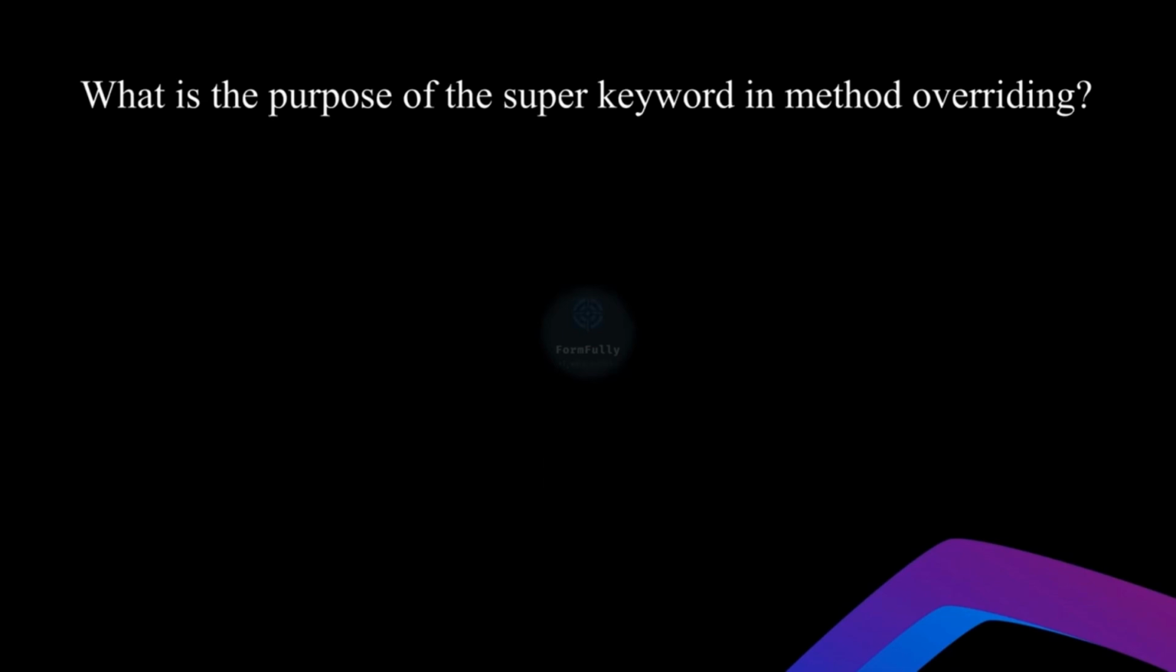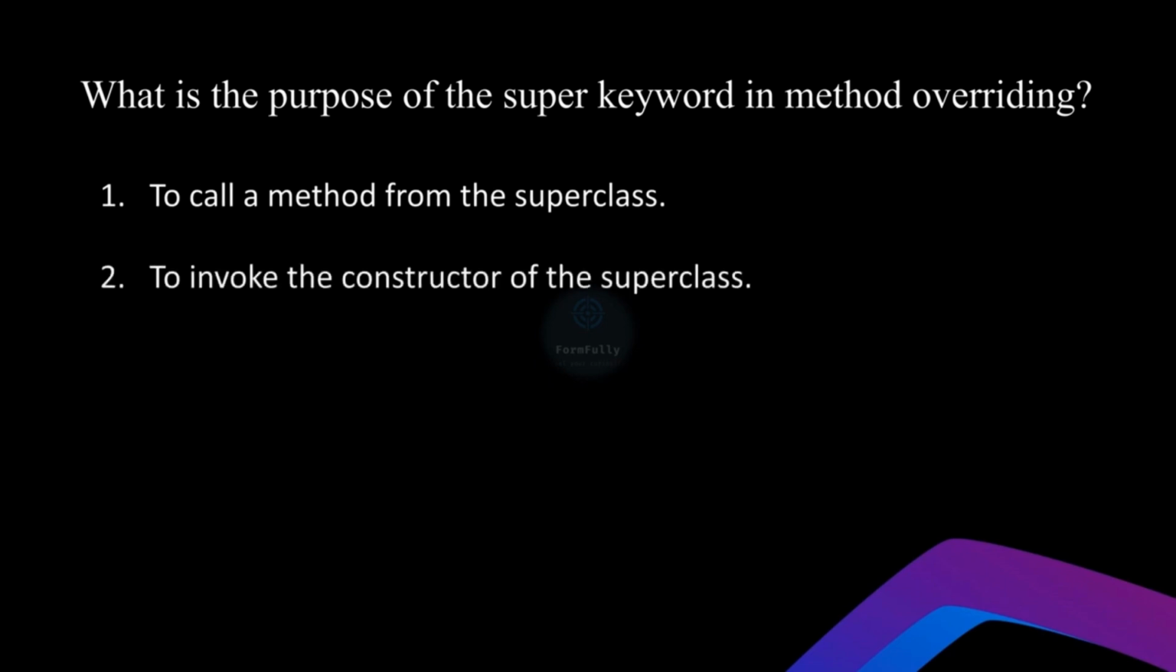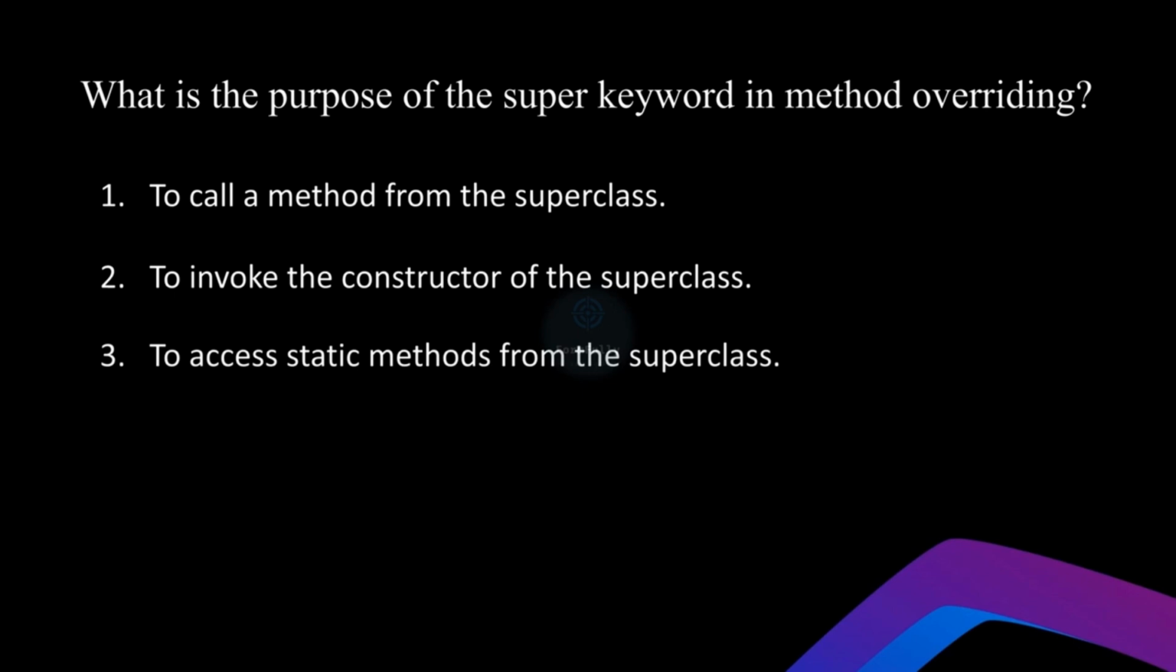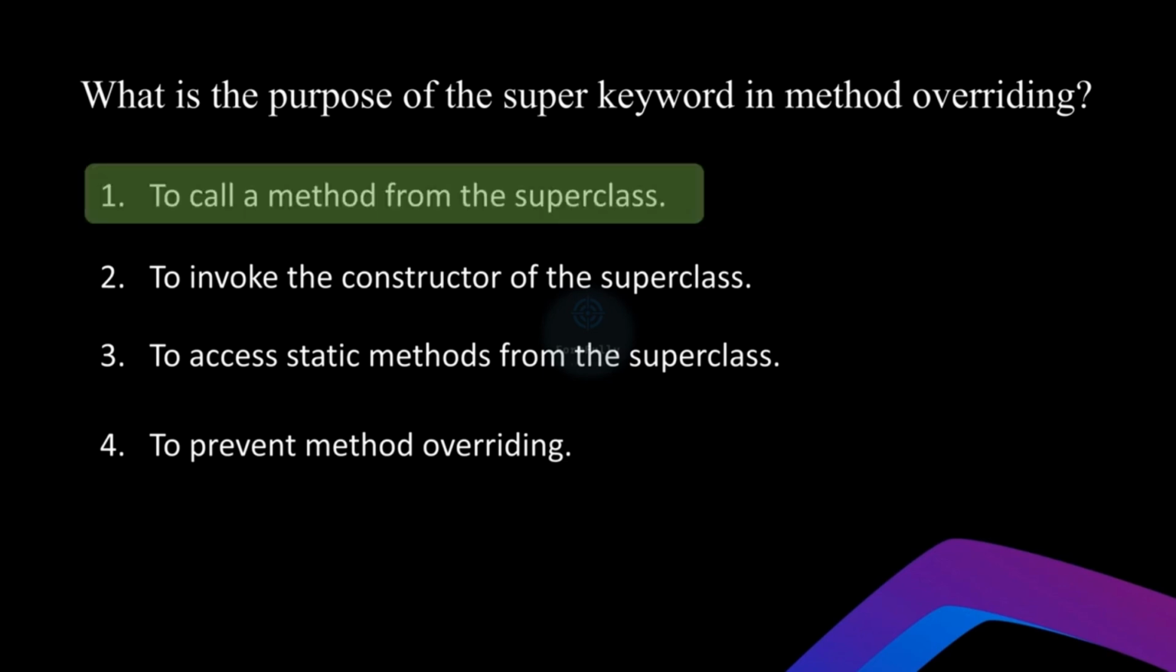Next question. What is the purpose of the super keyword in method overriding? To call a method from the superclass, to invoke the constructor from the superclass, to access a static method from the superclass, to prevent method overriding. And the correct option is to call a method from the superclass, because the super keyword in method overriding is used to explicitly call a method from the superclass. When a method in the subclass has the same name as a method in the superclass, you can use super.methodName to invoke the superclass method.